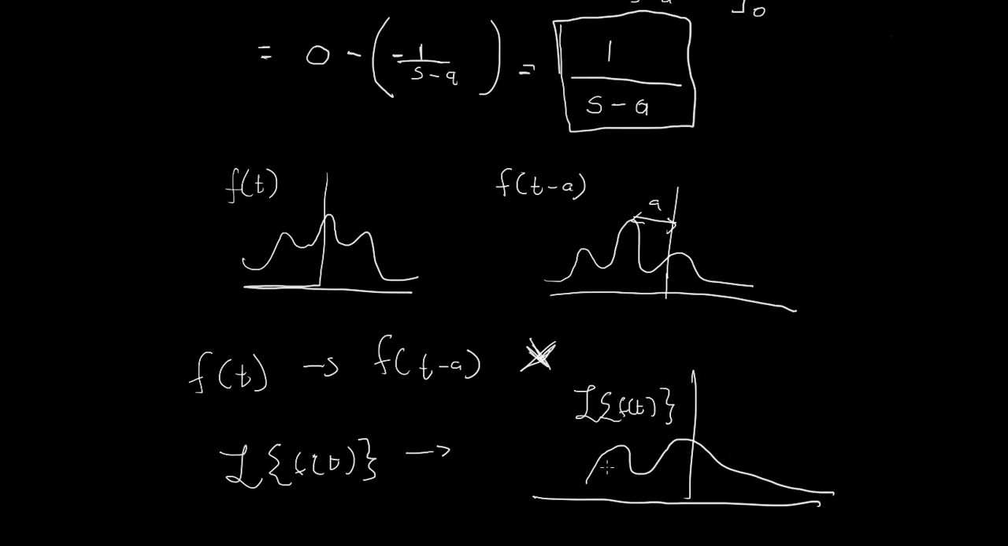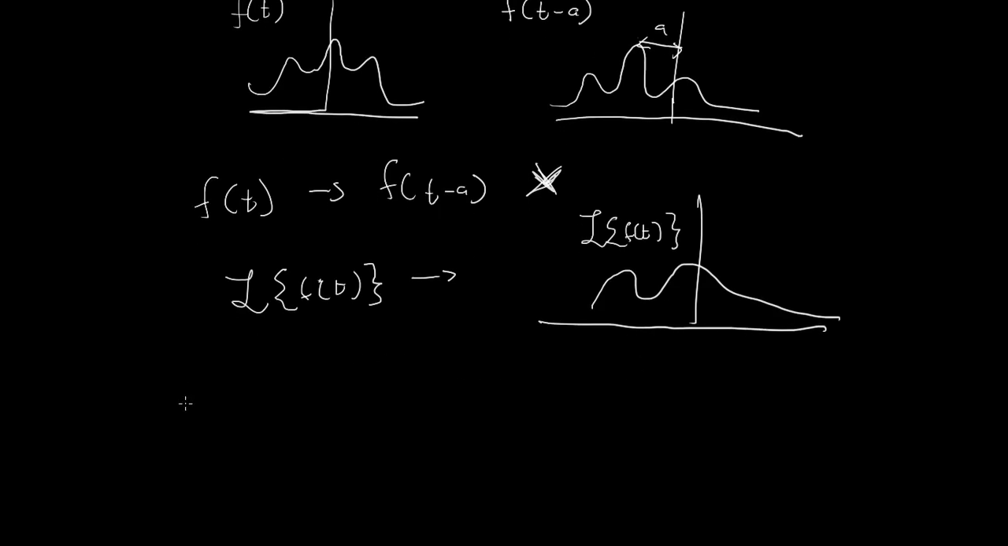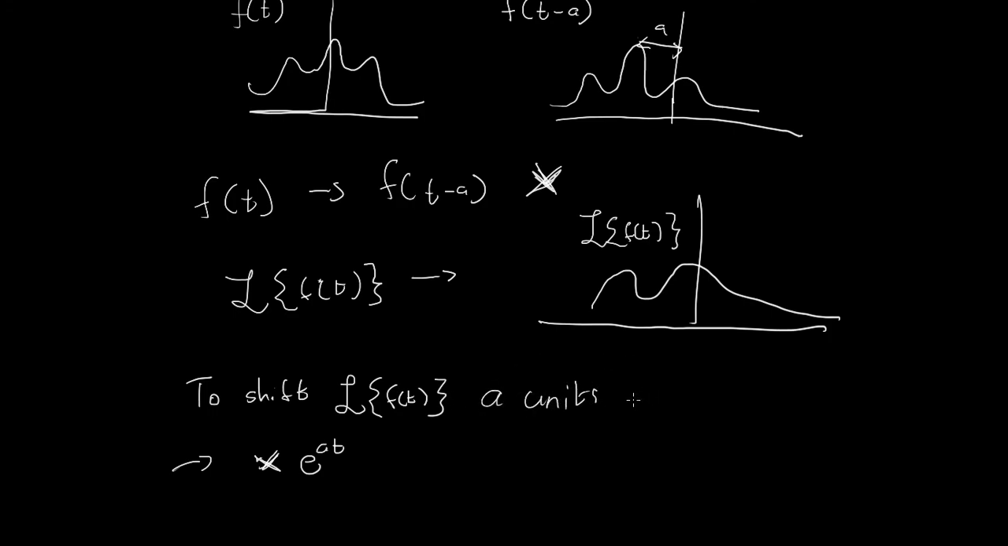How do I shift this Laplace transform of the function? By just playing around with the function, it turns out the answer is multiplying the function by e to the at. So if I want to shift the Laplace transform, I'll just write that down. To shift the Laplace transform of f of t, what you do is multiply by e to the at. And to be specific, this is a units to the right.